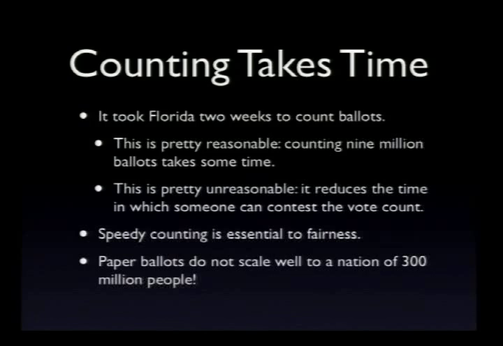That meant that if there were any challenges to take place, they had to be completed, finished, done within the next 6 weeks or else. Because in 6 weeks, the next president was going to be sworn in. So even though it's reasonable to say that 2 weeks, 9 million ballots, this is okay, it's not okay because that's 2 weeks that Gore didn't have to present challenges. Speedy counting is essential to the fairness of an election. Paper ballots simply do not scale well to a nation of 300 million people.